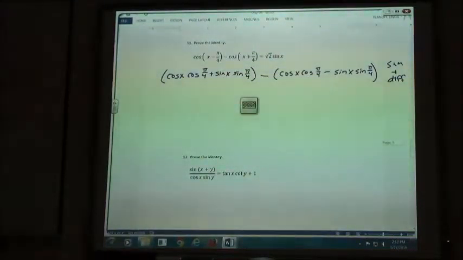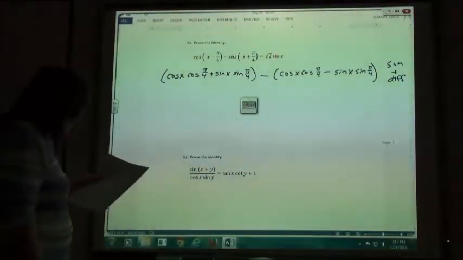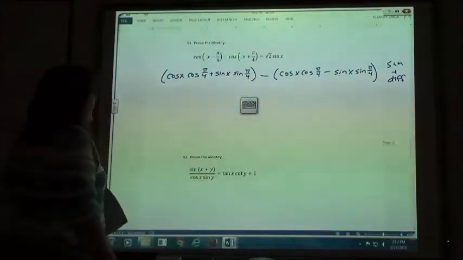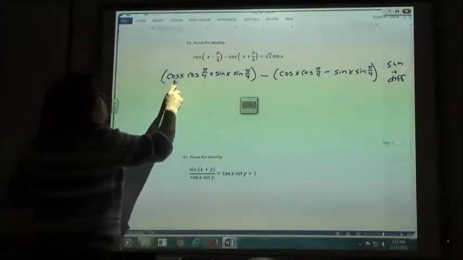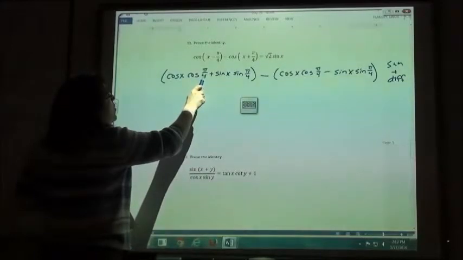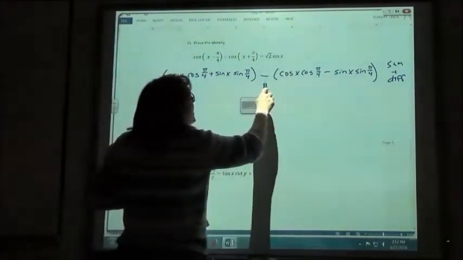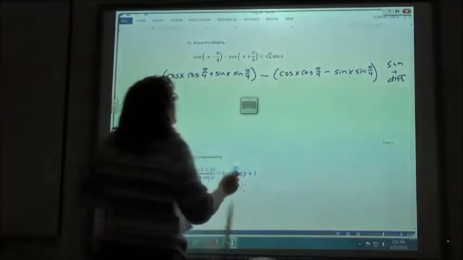So now we're going to substitute in here, or simplify here. Let's see here. We are going to do cosine of x, cosine of pi over 4, minus cosine of x, cosine of pi over 4.